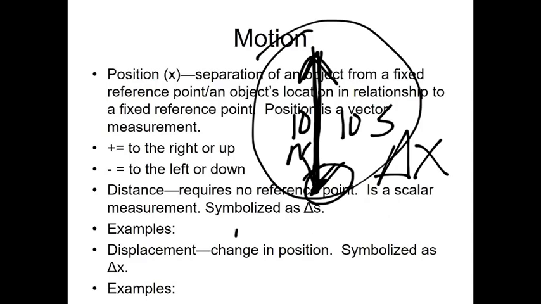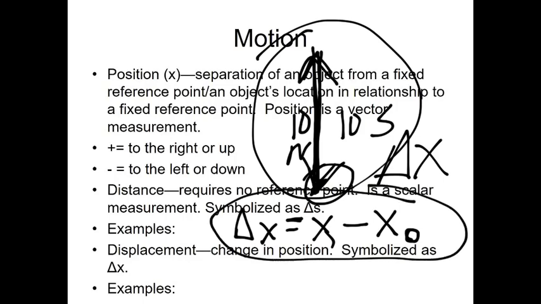To calculate displacement, delta X, take your final position minus the initial position. When you want to find change in anything, this is the typical way to do it. Final minus initial.